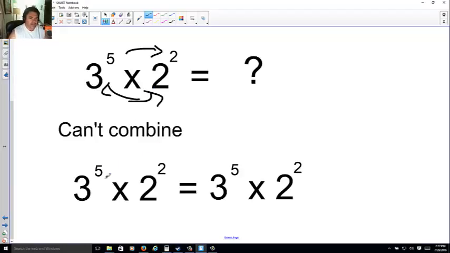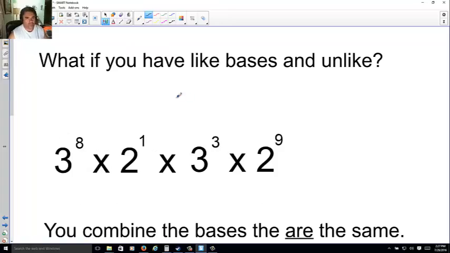Anyway, these are just what they are. Now, yeah, you could turn this into 5 3s and 2 times 2 and figure that out, but they can't combine as one base and exponent. Now, if you have like bases and unlike, now here's something you can do.